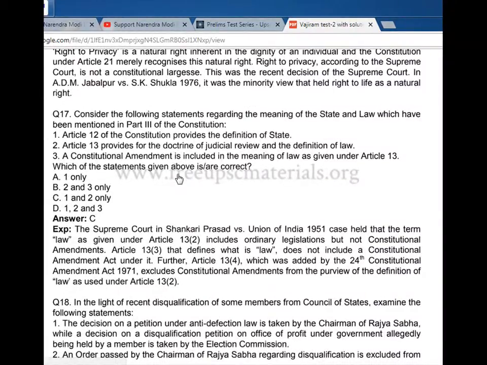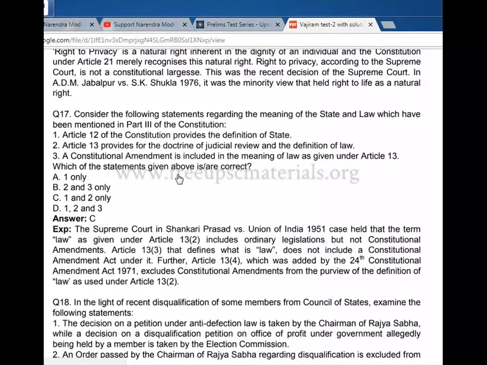Consider the following statements regarding the meaning of state and law, which have been mentioned in Part 3 of the Constitution. So here 1 and 2 are correct. Article 12 of the Constitution provides the definition of a state, and Article 13 provides for the doctrine of judicial review and the definition of law. So both 1 and 2 are correct, but 3 is not correct. A constitutional amendment is included in the meaning of law as given under Article 13. It's not correct.